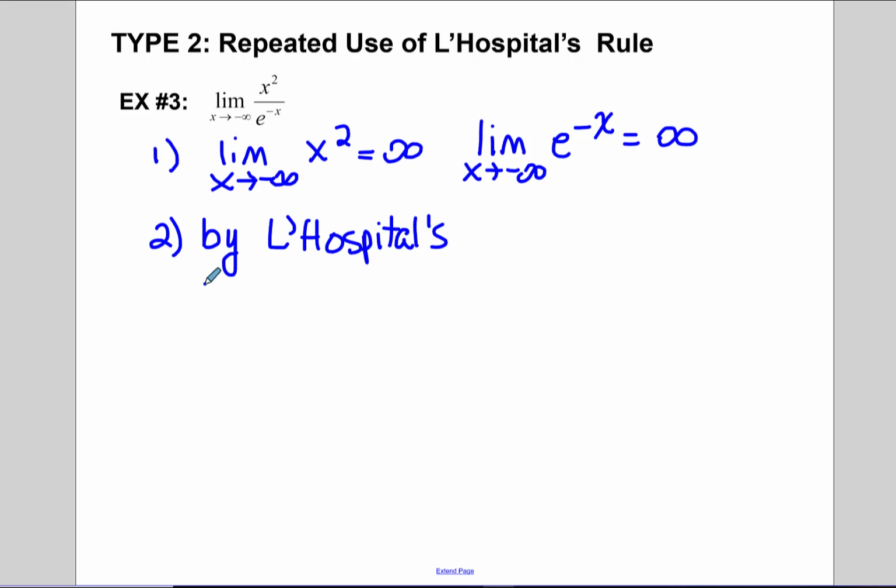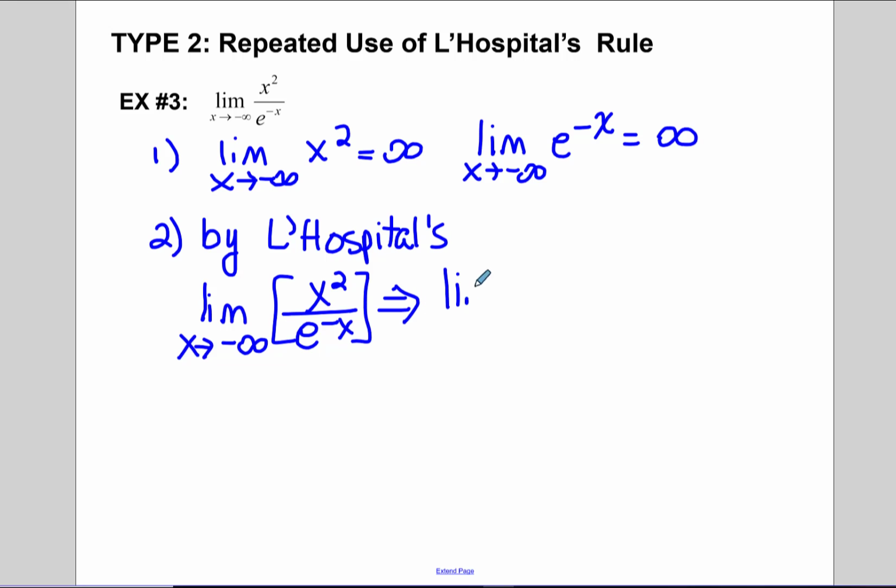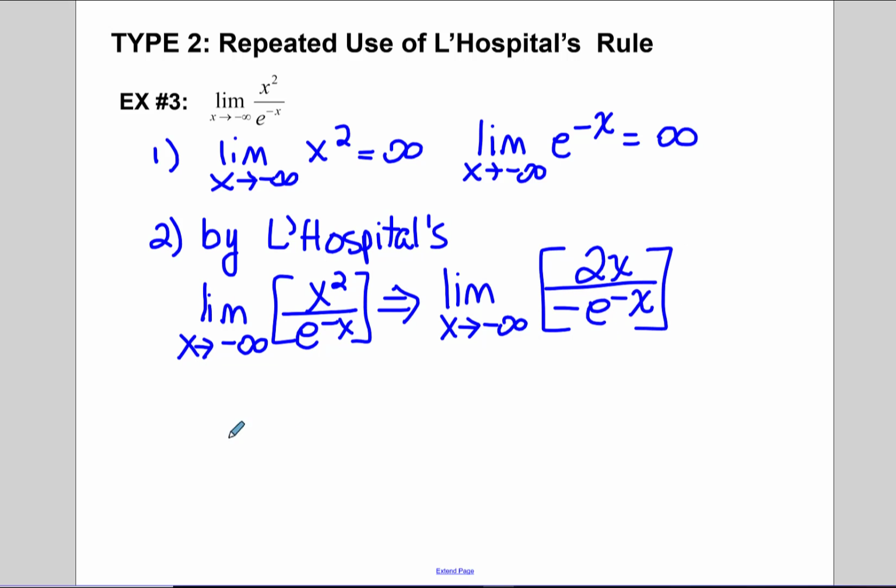We have the limit of the original expression, x squared divided by e to the negative x, can be rewritten as the limit approaching negative infinity, and the derivative of the top is 2x. The derivative of the bottom is negative e to the negative x.